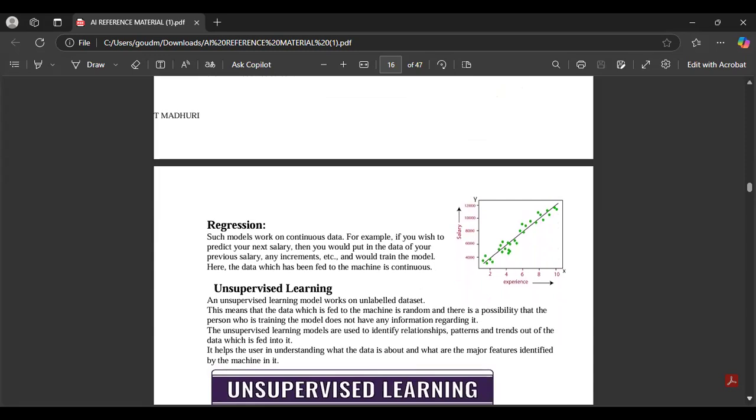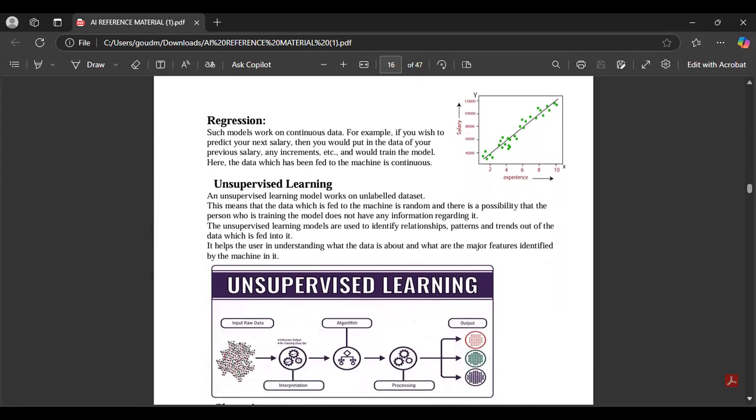The example is: if you want to predict your next salary, you would put in the data of your previous salary and your increments, and you would train the model. Here the data which has been fed to the machine is continuous data.